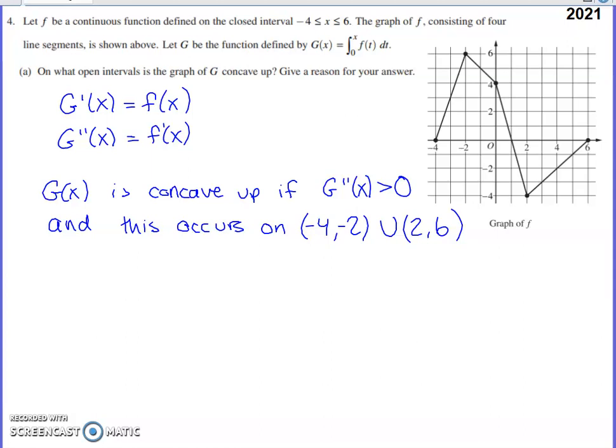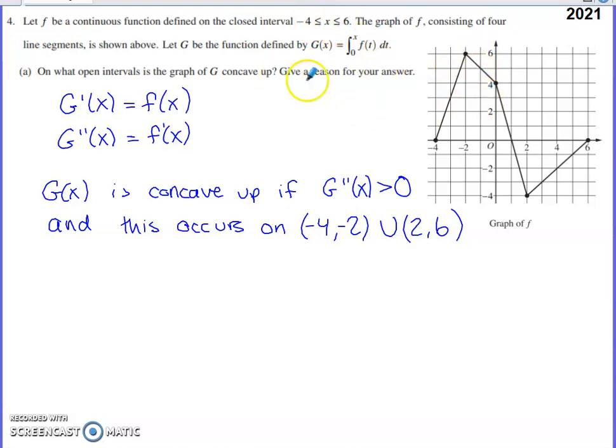So this will be a discussion of problem number 4 from the 2021 AP Calculus AB and BC exam. This type of question is pretty typical to show up in a free response set. This one presents us with this graph of f. They tell us that it's defined on the interval from -4 to 6, and it's 4 line segments.